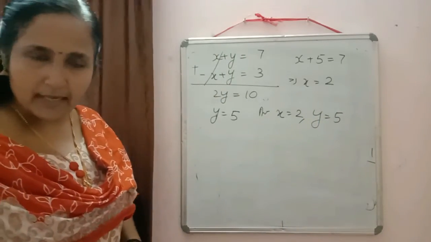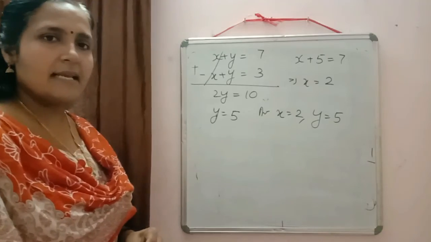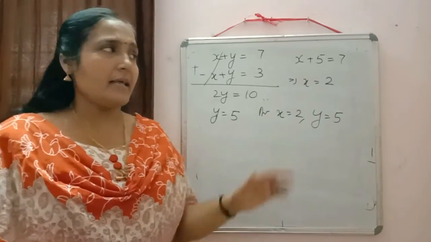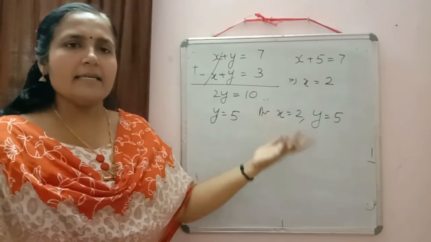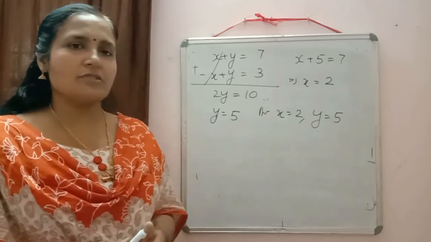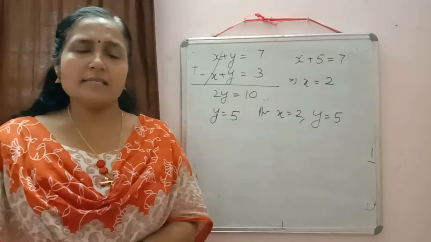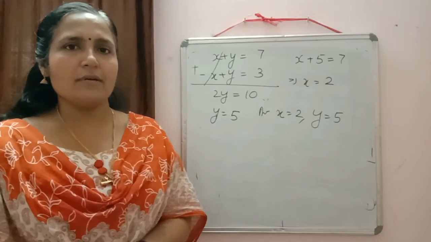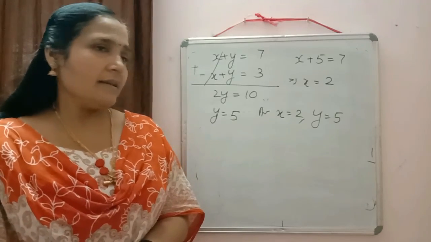So I hope that method of elimination is clear to you. Both the cases, when simple equations are there and then when equations of some other types are also there. Clear? You can practice these questions and some more questions I will give as homework there. All can do the homework and if any doubt is there, you can ask the doubt. Thank you.